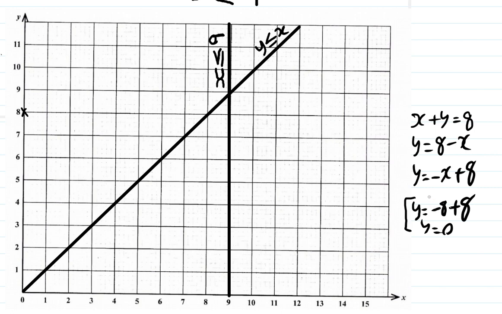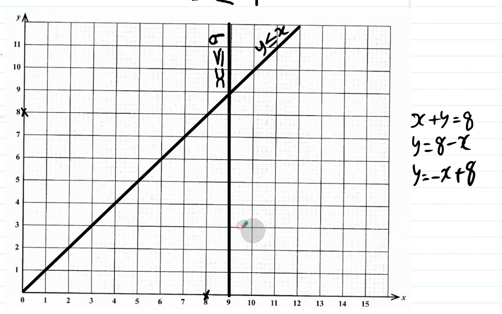What do we find? When x equals 8, y is 0. It occurs when x equals 8, y is 0. It's at this point. So, we plot this point. Now, it's good practice, just to make sure that you didn't make a mistake, to use a third point.